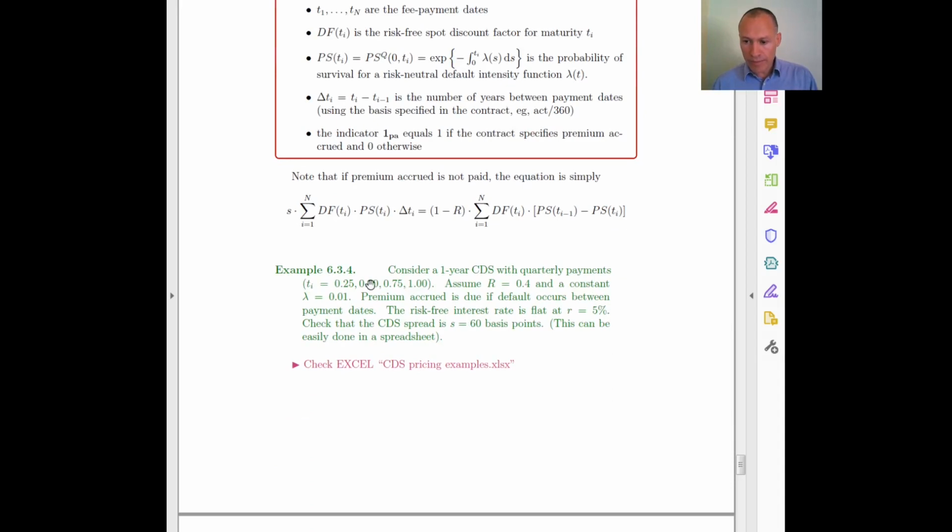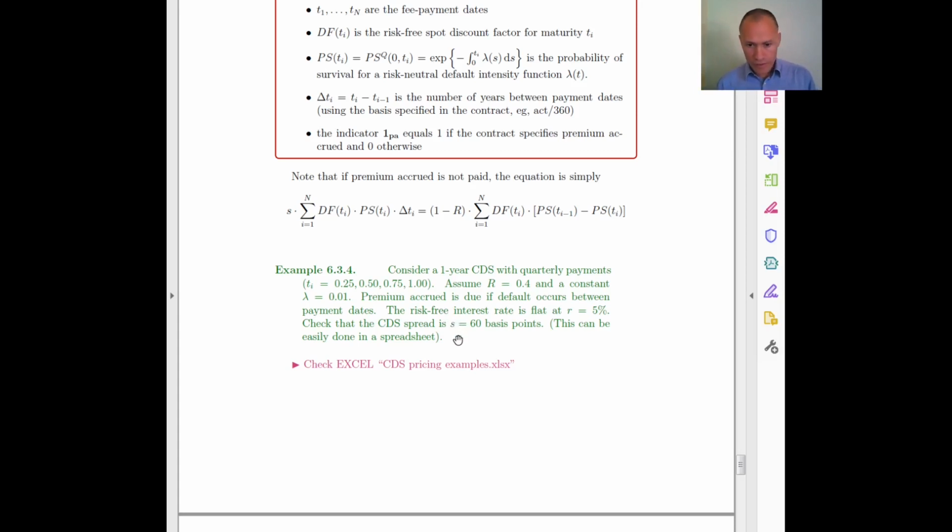So let's see an example. Let's suppose we have a 1-year credit default swap with quarterly payments at every quarter. Let's assume a recovery rate of 40%, and let's assume that the default intensity is constant at 1%. And we assume that premium accrued is due if default occurs between payment dates. So it's the big expression where you have to account for accrued premium. Let's say that the risk-free interest rate is flat at 5%, and we're going to work with continuous compounding, so this is a continuously compounded rate. And let's compute the CDS spread, the price of the CDS, if you will.